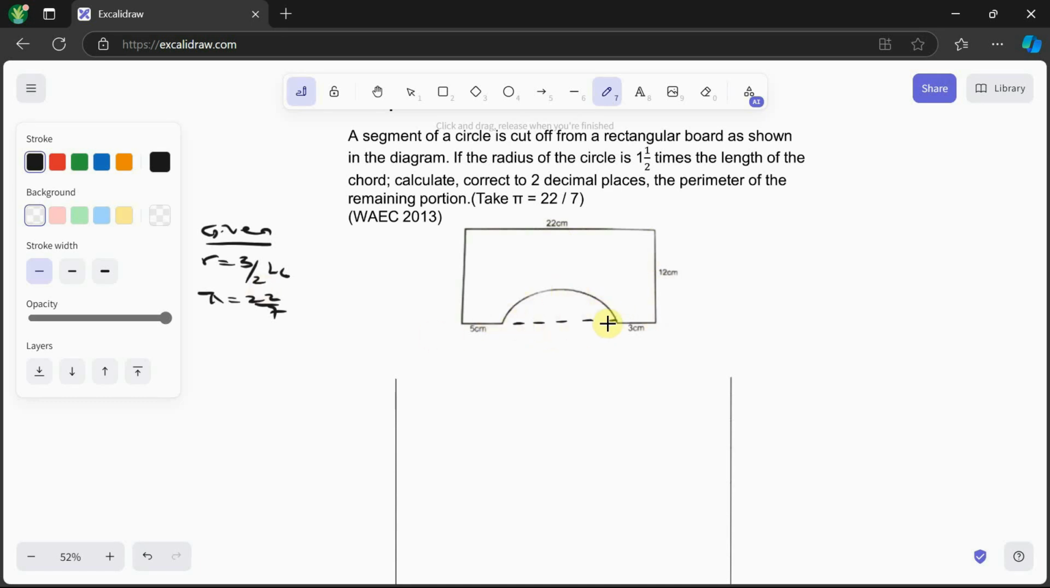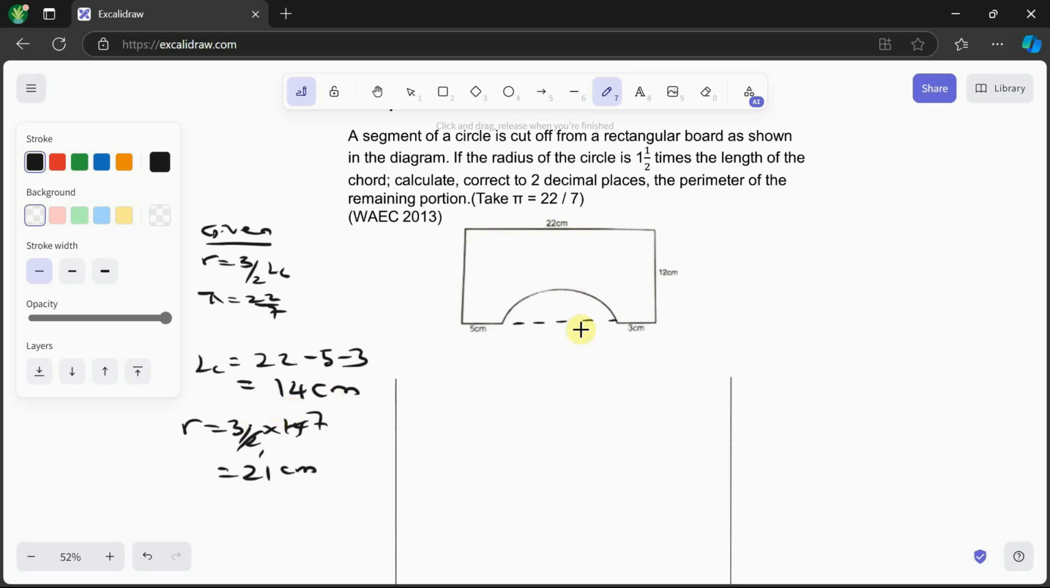So the length of the chord, if it is 22, remember it's a rectangular board, and this is 5, and this is 3. So the length of the chord would just be 22, which is the entire length, minus this 5, minus 3. 22 minus 5 is 17. 17 minus 3 is 14. So 14 centimeters. That's the length of the chord. So that means our radius is just what? 3/2 times 14. 2 times 7 is 14, so that is 21 centimeters. So that's the R.